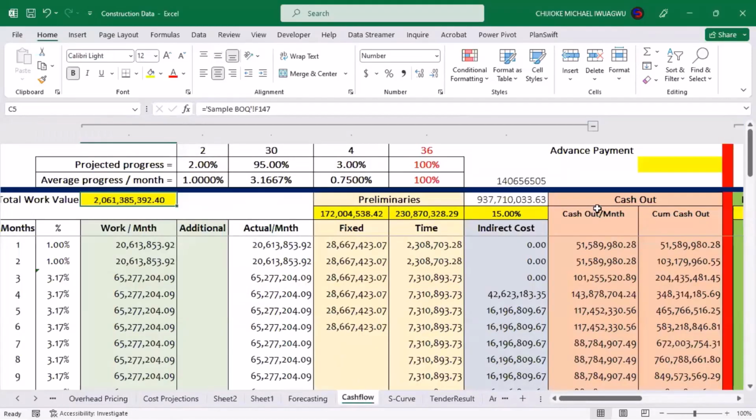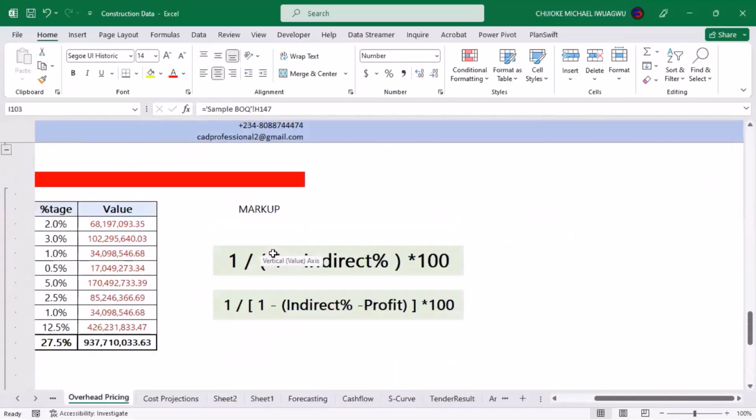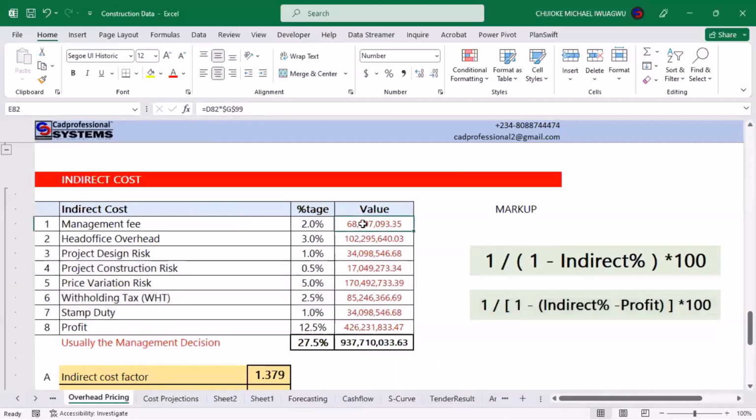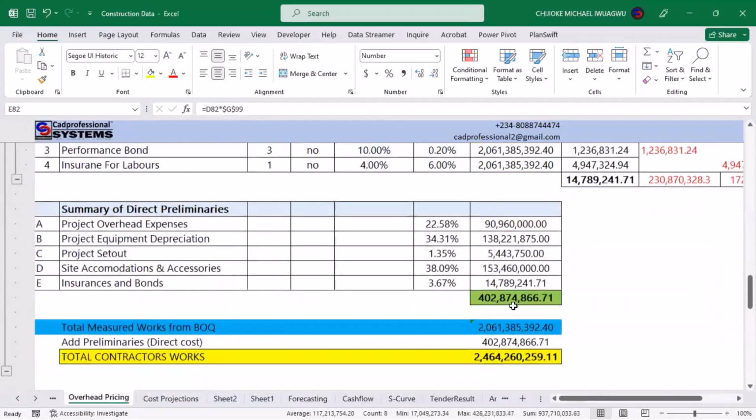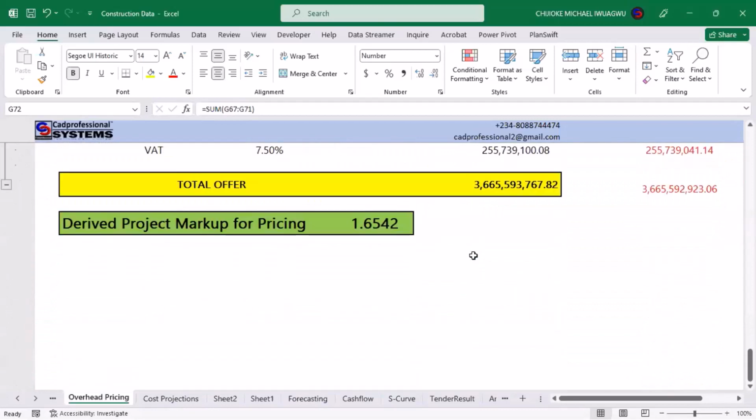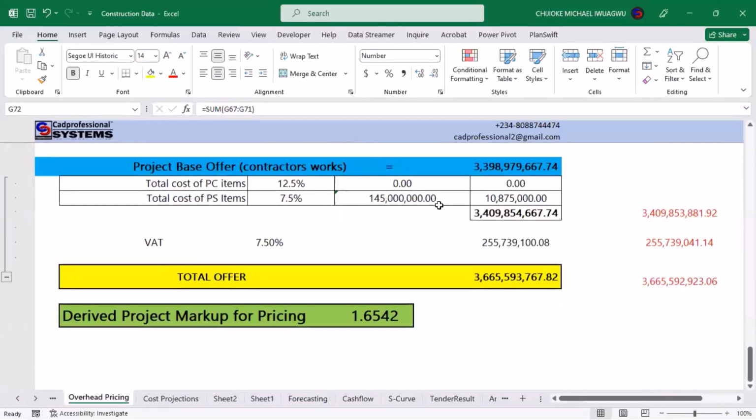This is your markup. That is why at this point, we'll be multiplying whatever we're supposed to be spending at every month by the factor of 1.65 to give us what we are actually supposed to be getting. Because that factor of 1.65 includes all the considerations that we have in our overhead, all these items that we have here. That factor includes even the contractor's preliminaries that we have. The factor also covers everything that we have considered in projecting the actual concluding cost of this project.